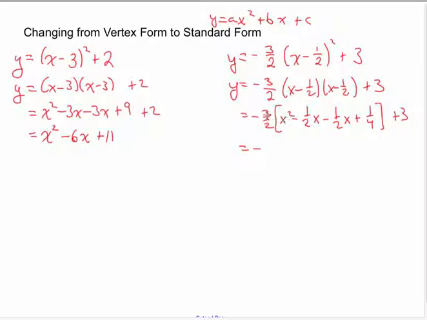Now there's two ways you can do this. One of them is expand the negative 3/2 into each term, or simplify in here first and then distribute. And I will do it that way. So negative 3/2, and I'll simplify inside. So x squared minus a half x minus another half x gives me minus x, and then plus 1/4 plus 3.